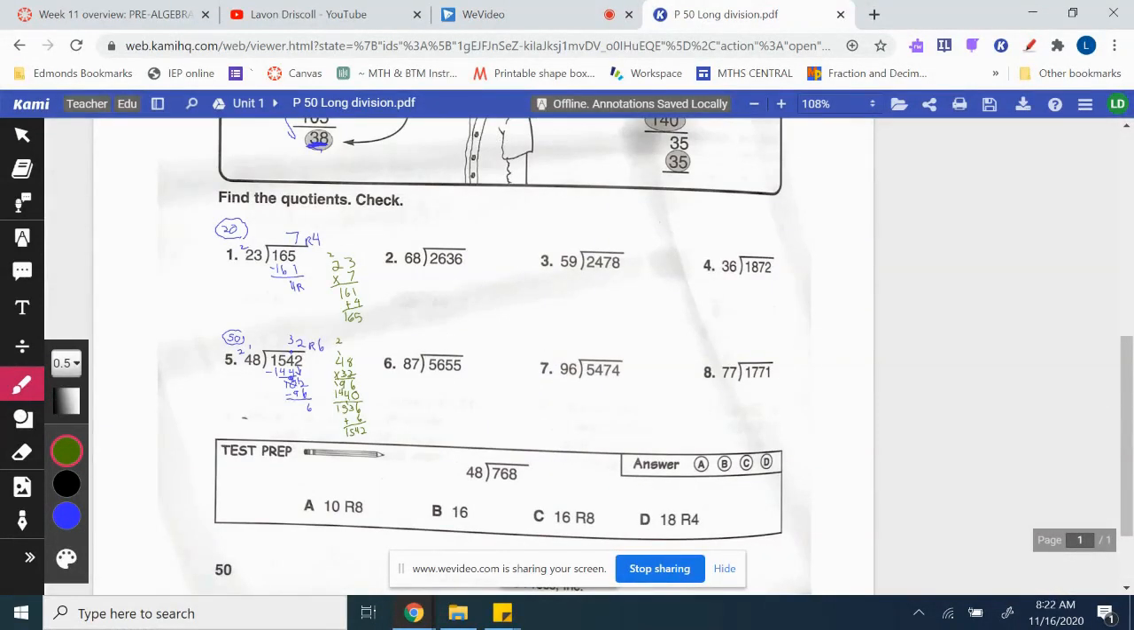Long division's hard and it is confusing, and that's okay. We can do this together. Come find me if you need help.